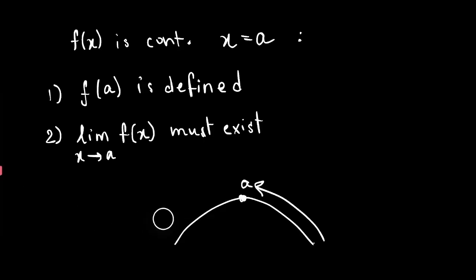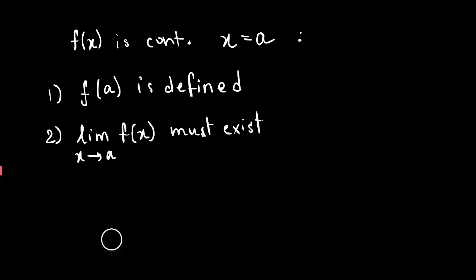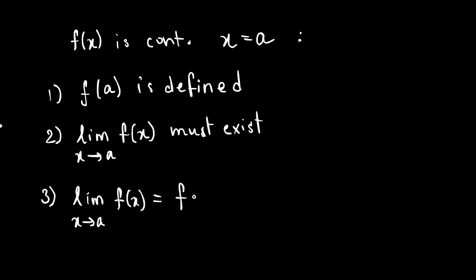So that's what we're checking here. Again, this limit must exist. And that also makes sense for a function to be continuous. It makes sense that we must be approaching the same point from both directions. And the third and final criteria is that this limit that we were just talking about, the limit as x approaches a for f of x, actually must equal our f of a.